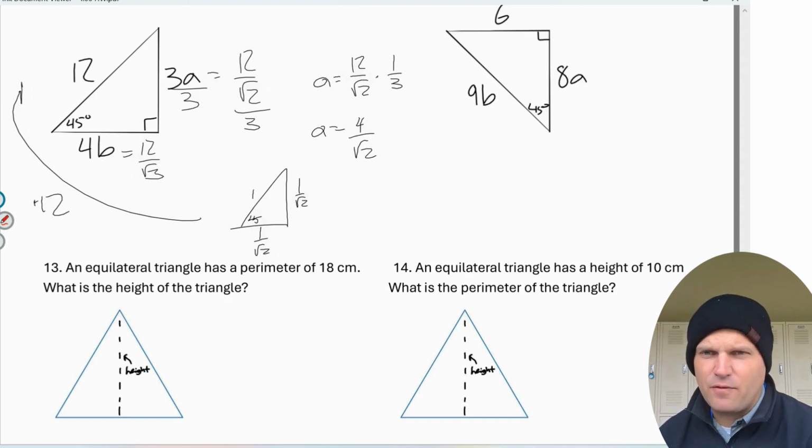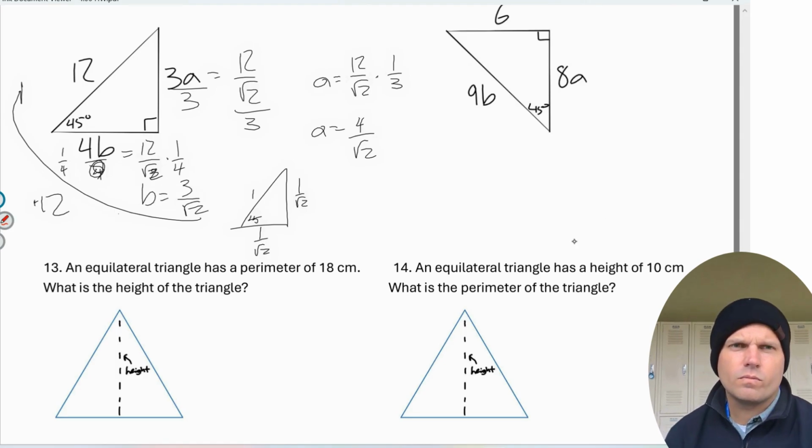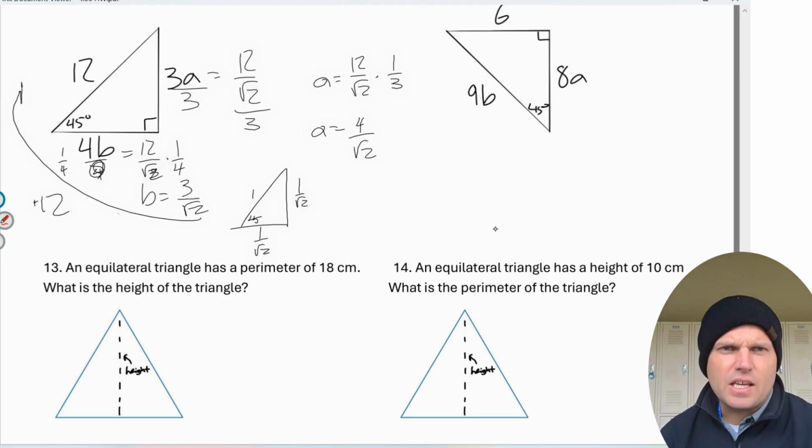Same here, dividing by 4 is the same as multiplying by 1/4, so it becomes 3 over root 2. That should be a root 2. Dividing by 4, same as multiplying by 1/4. You get 3 over root 2. Same thing here. Maybe this one is going to be easier to start with.